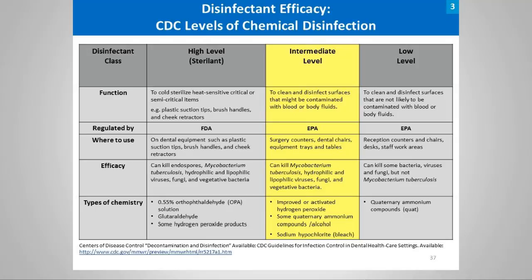Typically, high-level sterilants are going to be either LPAs, glutaraldehydes, or some hydrogen peroxide products. For intermediate levels, you're going to find the chemistry is often improved or activated hydrogen peroxide, some quaternary ammonium compounds mixed with alcohol, and some sodium hypochlorites, particularly the new generation ones. Low levels are typically quaternary ammonium compounds.